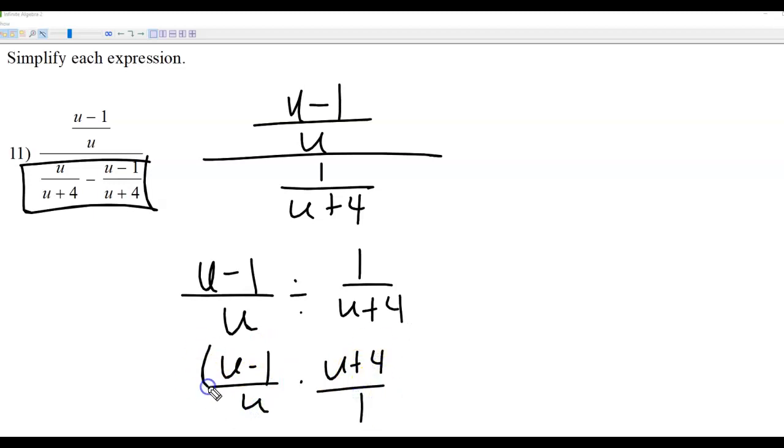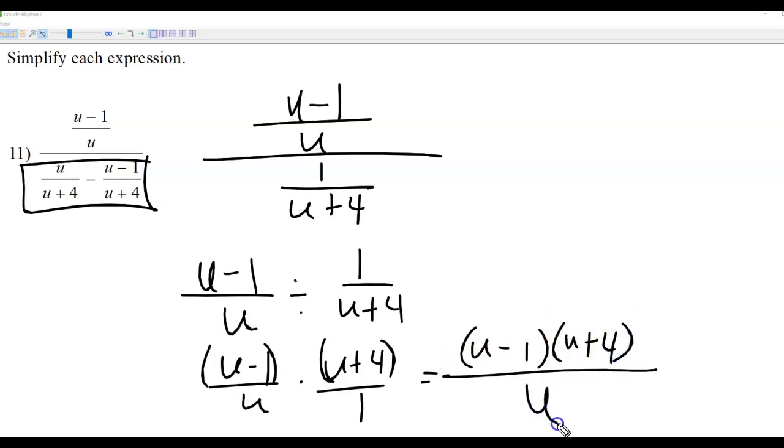And then multiply straight across. Now, technically, it would be maybe okay to leave it like this, but I'm pretty sure that on the answer key, they're going to go ahead and ask us to multiply that out. So I'm going to go ahead and do that really quick on my answer key.